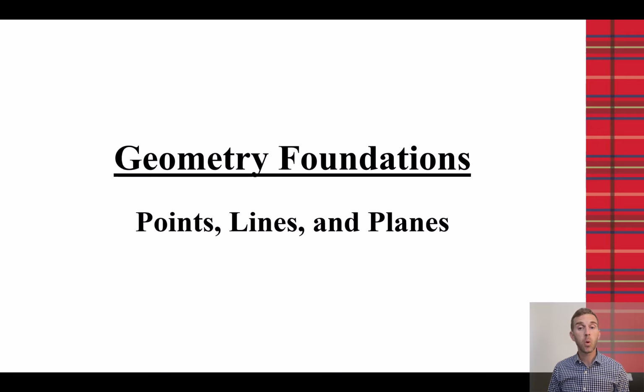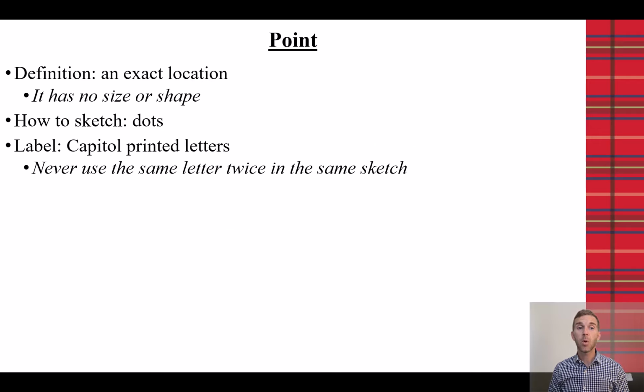In this video, we'll discuss points, lines, and planes. Now, a point is a very specific location in space. There's no shape or size, it's just a location. But we do use a dot with a capital letter to help us recognize where that point is.